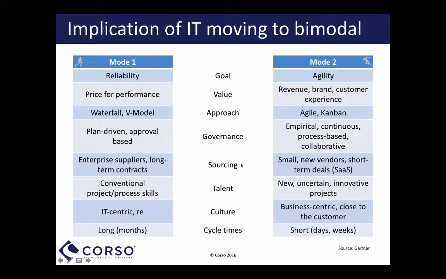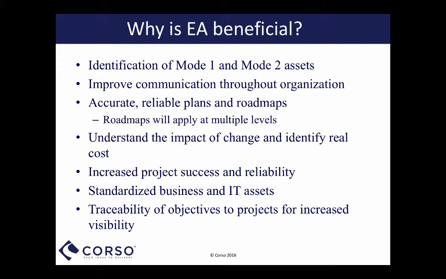So to address this, there are traditional approaches that we've taken. Enterprise architecture, you could call it traditional. It's been around a while. It provides accurate, reliable plans. We can understand the impact of change. We know we're going to get increased project success and reliability if we develop an architecture and understand the impact of change, and how the patterns within our architecture, when they get impacted, affect the rest of the architecture. So in a linear way we can understand the impact of change.